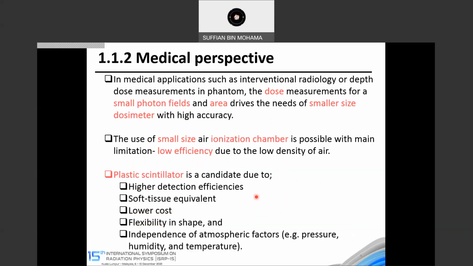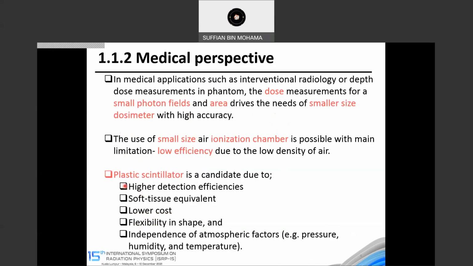For medical dosimetry, the dose to tissue is often the quantity of interest. So then we can see that tissue equivalent material is preferable to create dosimeters that directly represent the absorbed dose on human soft tissue. The use of a small size air ion chamber is possible with a main limitation, low efficiency due to the low density of air.